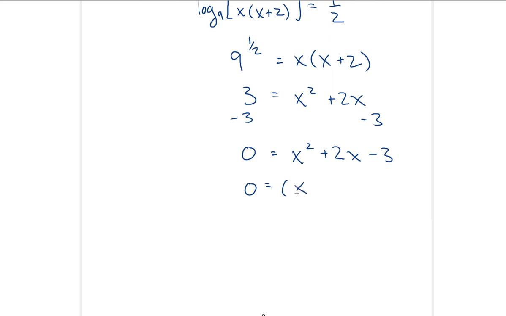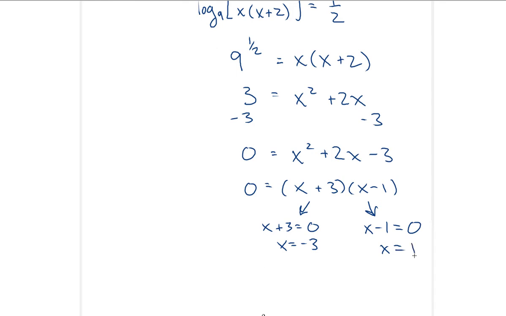So (x + 3)(x - 1), I think, should do the job. And so that gives us these two possible solutions here. x + 3 = 0, so x = -3. And x - 1 = 0, so x = 1.